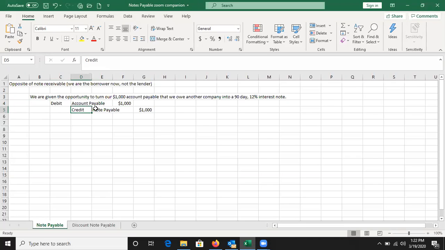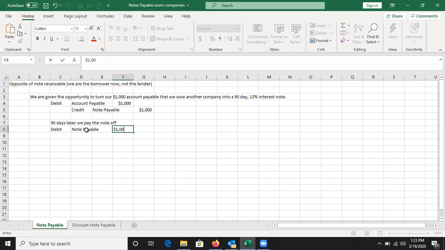Now interest. When we pay the note, say it's 90 days later, we pay the note off. So again, we're the ones paying. When we were doing it the other way with notes receivable, we were the company receiving interest. Now we're the ones paying interest. So the journal entry is not going to look that much different than what we saw with notes receivable. We're going to debit. What do we have to get rid of? We have to get rid of the note payable. We've got to get this off of our books. So we're going to debit note payable, $1,000.